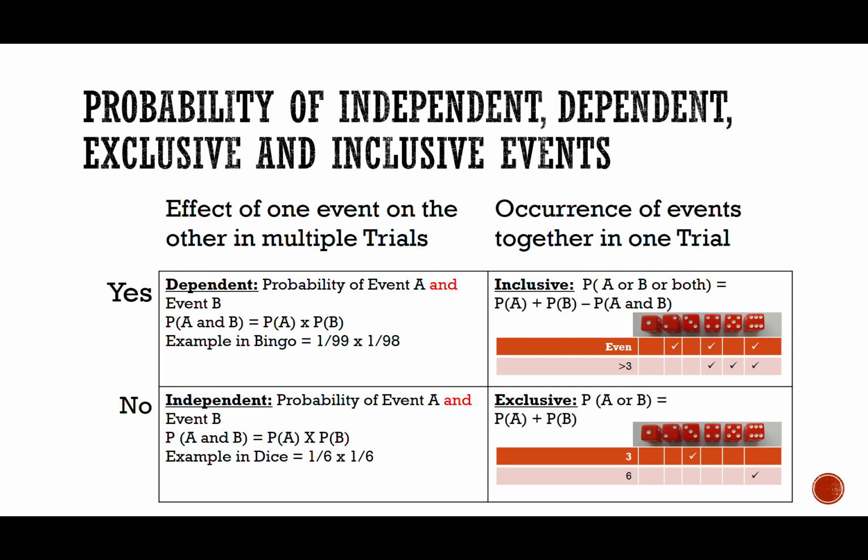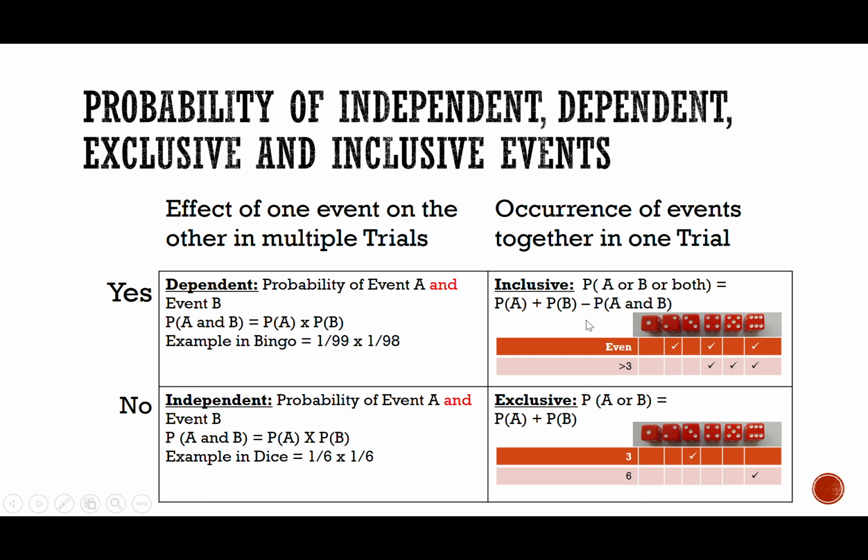Now the formulas. If we are finding dependent and independent probabilities, in this case, you can replace and with multiplication. So the probability of A and B is the probability of A event multiplied by the probability of B event, whether it's dependent or independent. Now, if it's an exclusive or inclusive event, for or we are changing it with a plus sign. So probability of A plus probability of B.